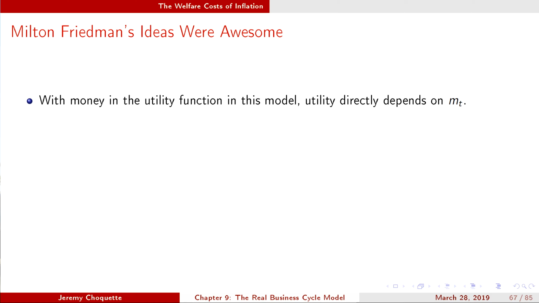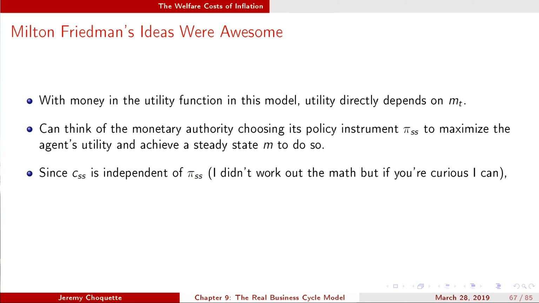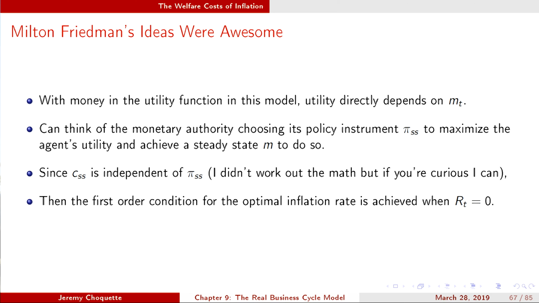Now, with money in the utility function in this model, utility directly depends on real money balances. So we can think of this as the monetary authority choosing its monetary policy instrument, call it pi-SS, to maximize the agent's utility and achieve a steady state of real money balances to do so. Now, steady state consumption is independent of steady state inflation. I didn't work out the math, but if you'd like to see it, let me know. I can do it. The first order condition for the optimal inflation rate is achieved when the nominal interest rate is equal to zero.